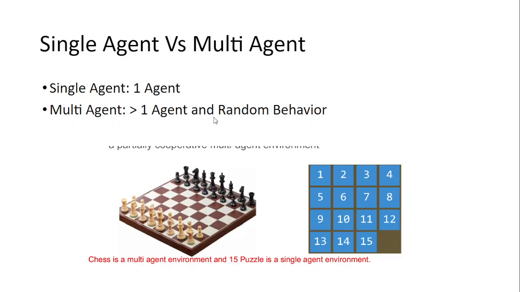So for example, let's say that there were two players playing against each other, and if I had hard coded every single move that player one would do against player two, then that wouldn't be multi-agent, because it's not having any random behavior. It's a fixed behavior. So whenever we want multiple random behaviors, we're always talking about multi-agent. So chess is a multi-agent environment, and this is a single agent environment, which is like a puzzle, so only one player is playing this.